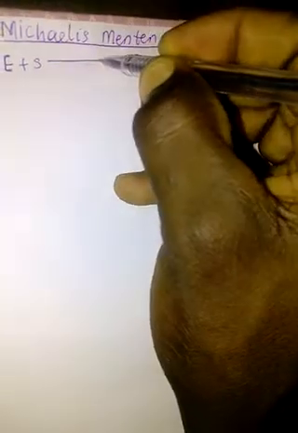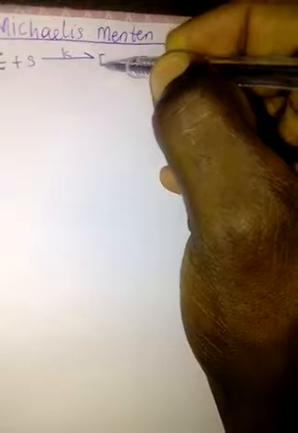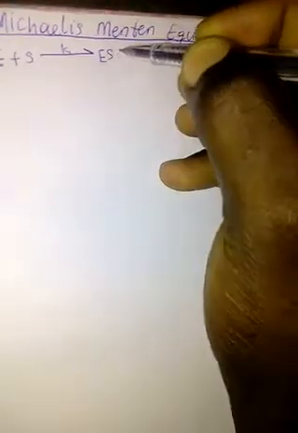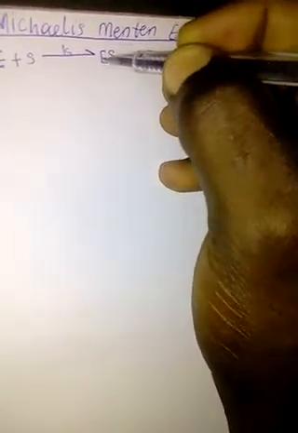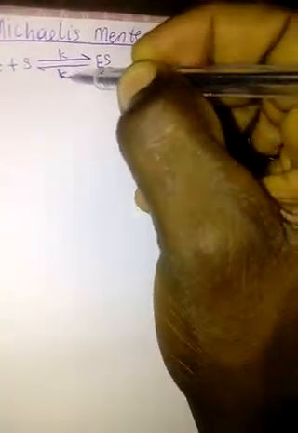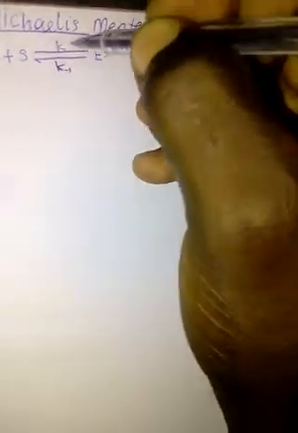Following the forward reaction K1 to form ES, this is an intermediate. Then this again goes by the backward reaction K minus 1. This is a subscript, please. K1.